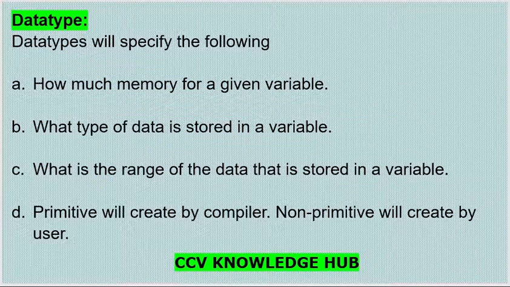So first of all, what is a data type? A data type specifies mainly the following things: how much memory is allocated for a given variable, what type of data you can store, and what the range of the data is, from what number to what number you can save in the variable. And primitive types are created by the compiler, and non-primitive types are created by the user.